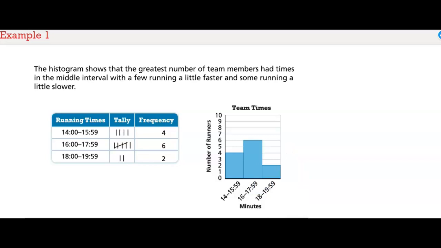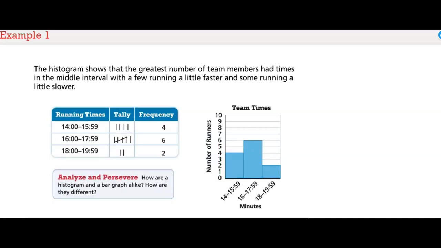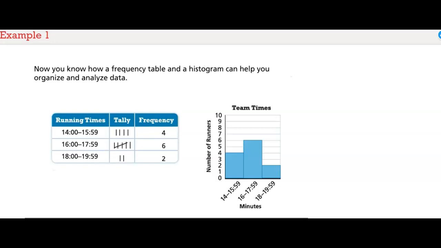The histogram shows that the greatest number of team members had times in the middle interval, with a few running a little faster and some running a little slower. How are a histogram and a bar graph alike? How are they different? Now you know how a frequency table and a histogram can help you organize and analyze data.